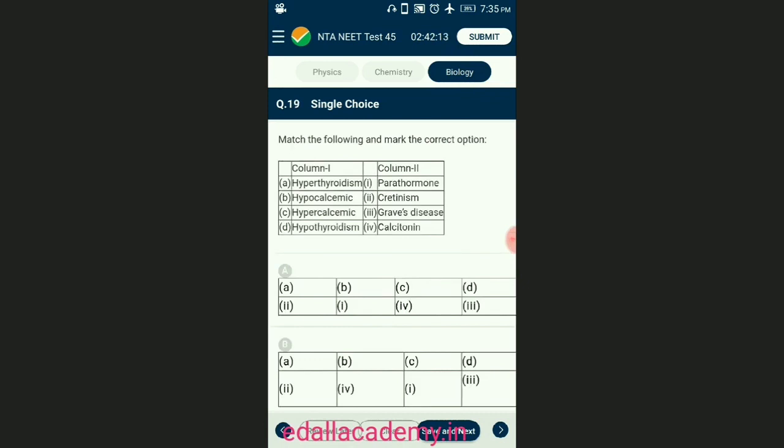Question number 19. Match the following and mark the correct option. Deficiency of iodine in our diet results in hypothyroidism and enlargement of the thyroid gland. The condition is called goiter. Hypothyroidism during pregnancy in the mother causes cretinism in children. In hyperthyroidism, the rate of synthesis and secretion of thyroid hormone increases, leading to a higher hormone level than normal, which leads to exophthalmic goiter or Graves' disease. Calcitonin decreases, but parathormone increases blood calcium level. So the correctly matching option is option D.